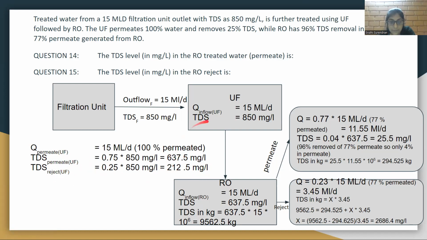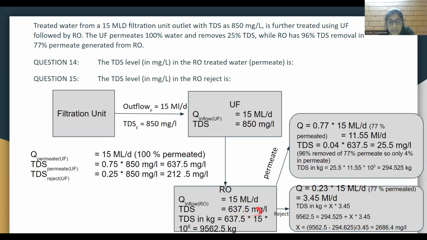Now, from 850 milligram per liter, 75% of 850 milligram per liter is only going to the reverse osmosis unit. So the TDS in the reverse osmosis unit is only 637.5 milligram per liter. This value is in milligram per liter. In order to get the value in terms of kilogram weight, we multiply it with the inflow rate, and you will get that 9562.5 kilograms of total dissolved solids is available in this RO unit.